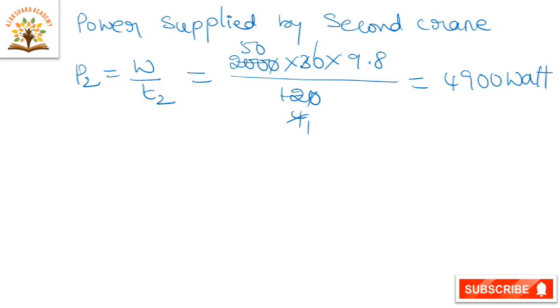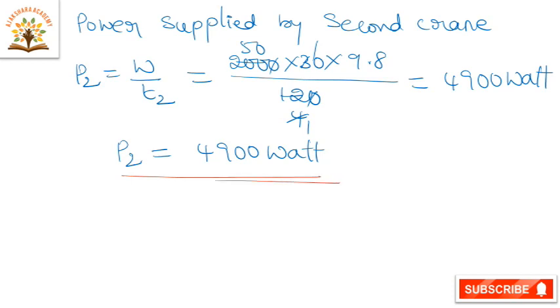In the first case, we calculated power P1 is equal to 9800 watts. In the second case, P2 is equal to, we are getting 4900 watts. This is the final answer. Okay. Next, we will go to the next question.